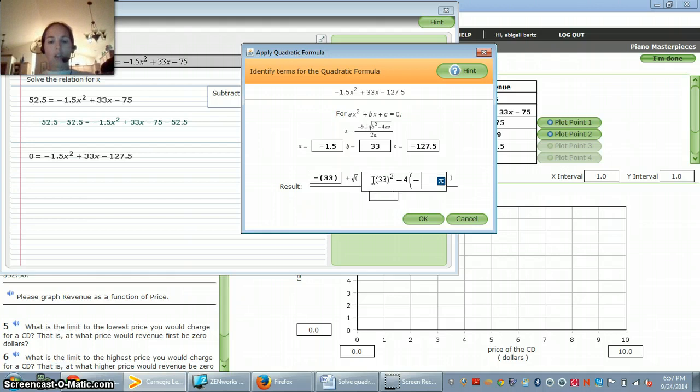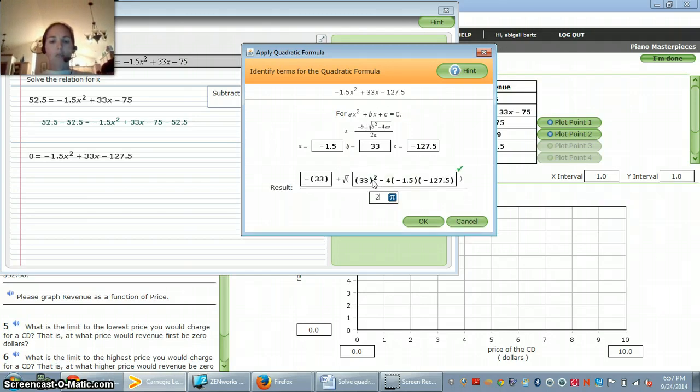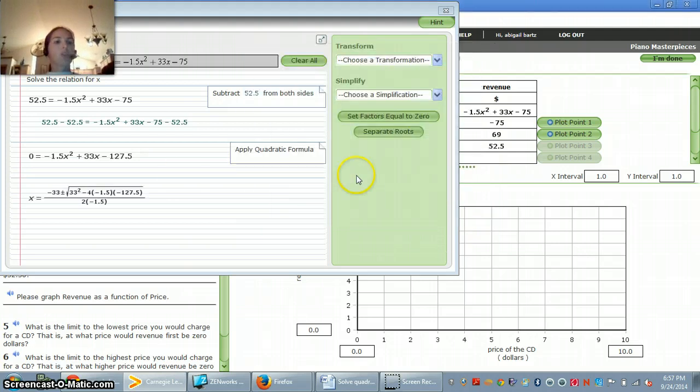And then you're substituting in the negative 1.5, so put it in parentheses. You're substituting in negative 127.5, close the parenthesis. And then the bottom, you have 2 times A, which is substituting in negative 1.5. As soon as you push enter, it jumps you right back to the solver piece, and so it's saying when you have a quadratic function and you apply the quadratic formula, this is what it looks like.